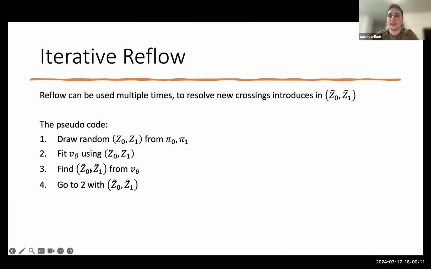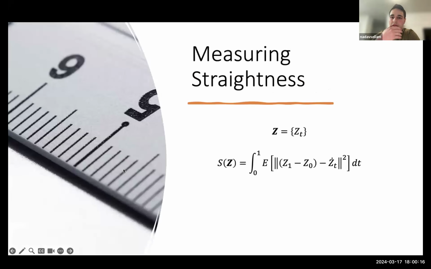So the new transport plan is straighter and has a lower transport cost. Before I show results of this reflowing approach, let's briefly talk about how we measure straightness. How they defined it in the paper, they define this measure. We'll define bold Z to be the set of all the marginal distributions, ZT. And the measure of straightness would be this expression, which is the integral between 0 and 1 over T of the expectation of the squared norm of Z1 minus Z0 minus the derivative of ZT.